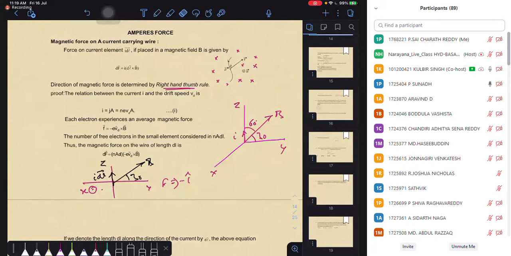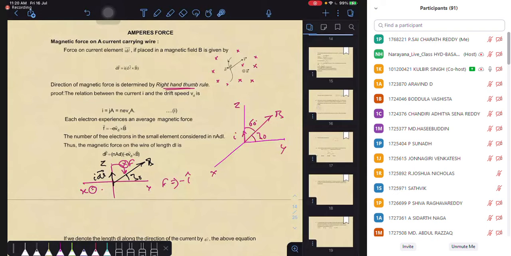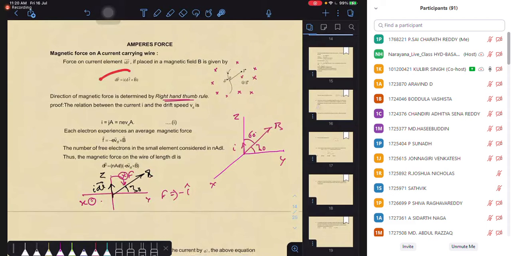Yes, sir. Here this rotation is there. You're getting the thumb in the inward direction. So force will come in the inward direction. Right? So I hope you understand here the directions, and why that force is coming.